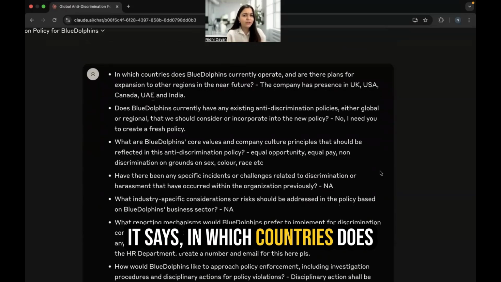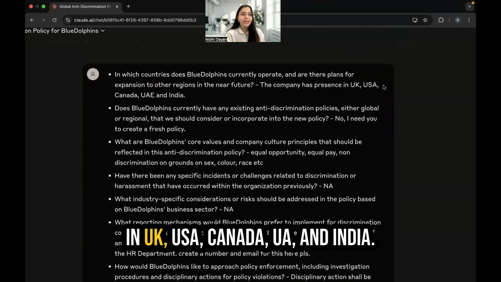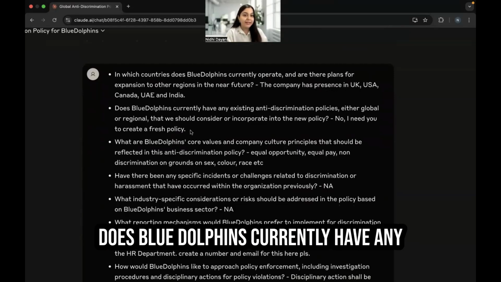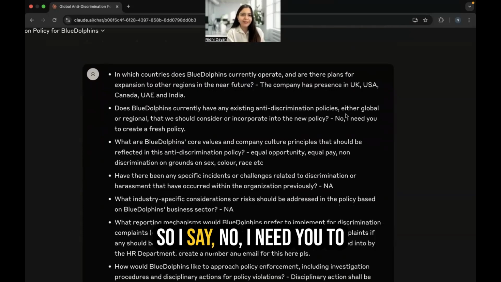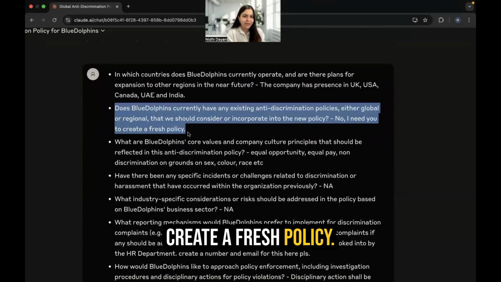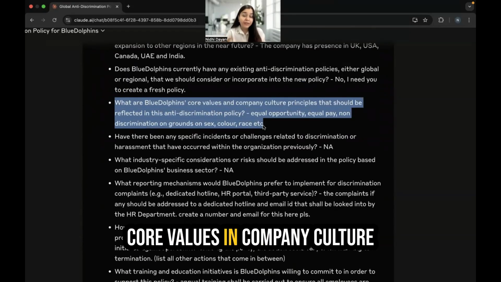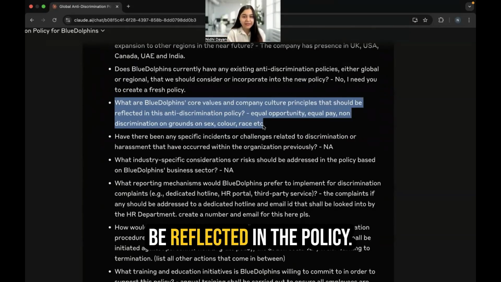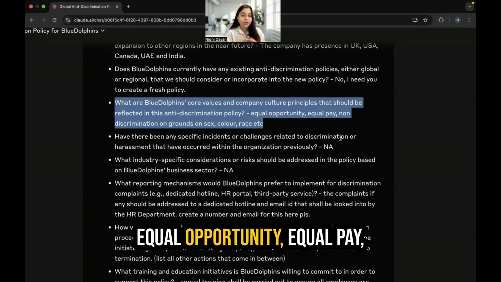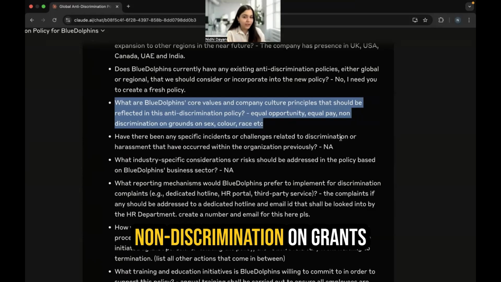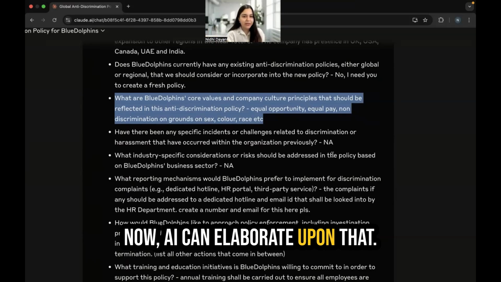It says, in which countries does Blue Dolphins currently operate? So I see the company has presence in UK, USA, Canada, UAE, and India. Does Blue Dolphins currently have any existing anti-discrimination policy? So I say no, I needed to create a fresh policy. Next, it asks me, what are the core values and company culture principles that should be reflected in the policy? So I say we need to focus on equal opportunity, equal pay, non-discrimination on grounds of sex, all of those things. Now, AI can elaborate upon that.